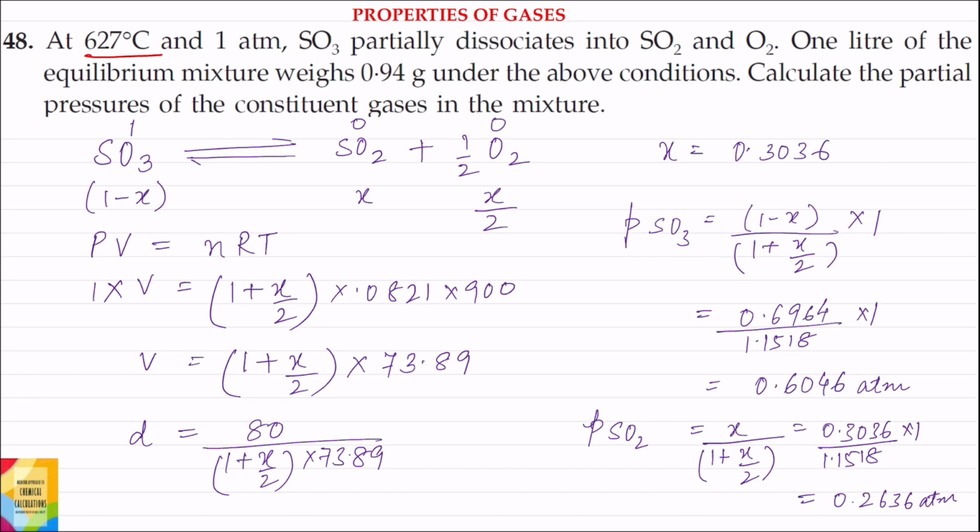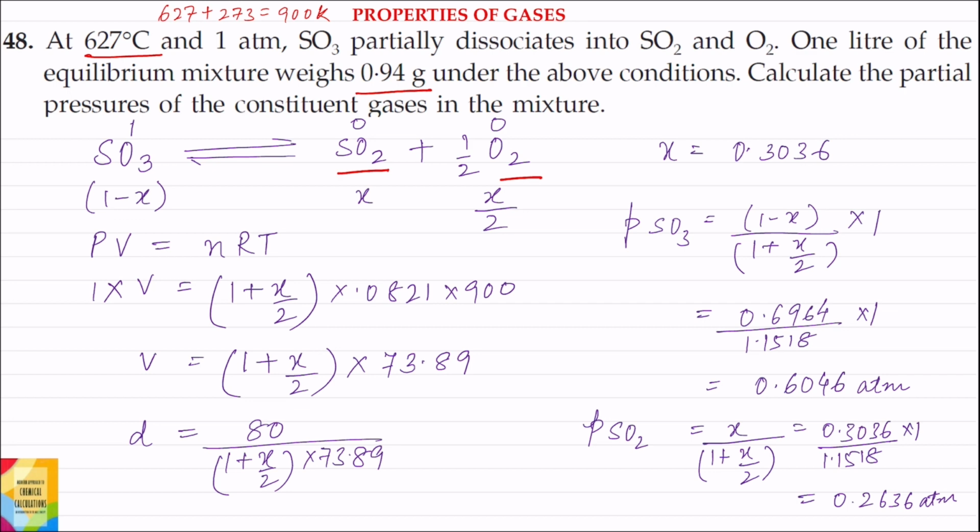627 degrees centigrade means 900 Kelvin, that is 627 plus 273, which is equal to 900 Kelvin. Now the weight of 1 liter of the equilibrium mixture is given as 0.94 gram. So in other words, we can also say that the density is 0.94 gram per liter. Now the equation for the dissociation of sulfur trioxide is SO3 dissociates into SO2 and O2. The balanced equation is 1 mole of SO3 dissociates to give 1 mole of SO2 and half mole of O2.